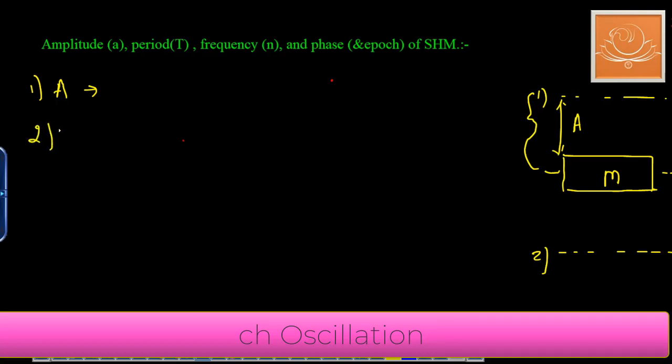Second, the definition of one oscillation. Now what is meant by one oscillation? See, the definition is like this. In simple harmonic motion, the particle performs the same set of movement again and again. Such one set of movement is called an oscillation or vibration.